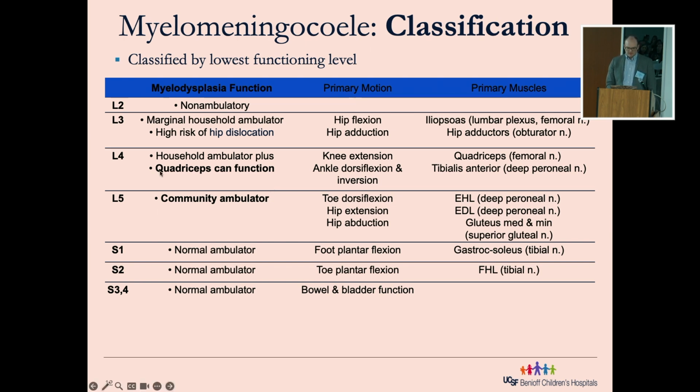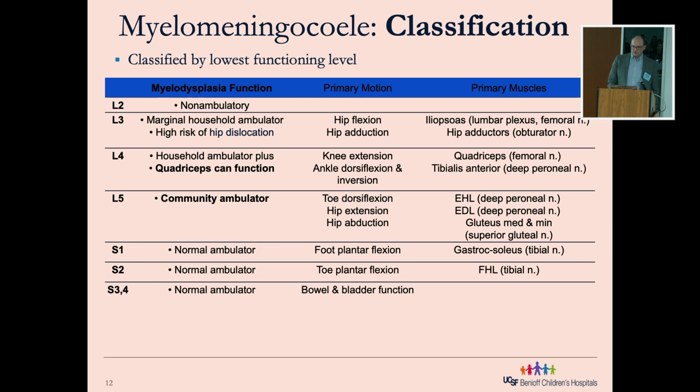So that is, again, quadriceps can function to a community ambulator level based off of that. When we get into the lower sacral levels, we really don't see major differences. I think the bowel and bladder function, as you get lower into the sacral levels, becomes an issue. The main thing really does come down to glute function and the function of your ankle plantar flexors.